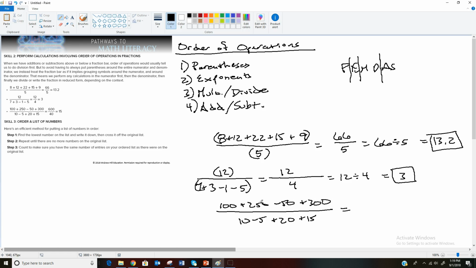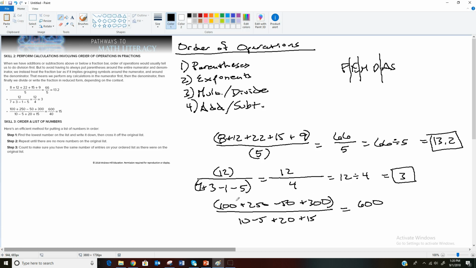100 plus 250 is 350. 350 minus 50 would be 300. And then 300 plus 300 would be 600. And I'm going to do the entire top first before I do this division. So again, 100 plus 250 is 350, 350 minus 50 is 300, 300 plus 300 would be 600.